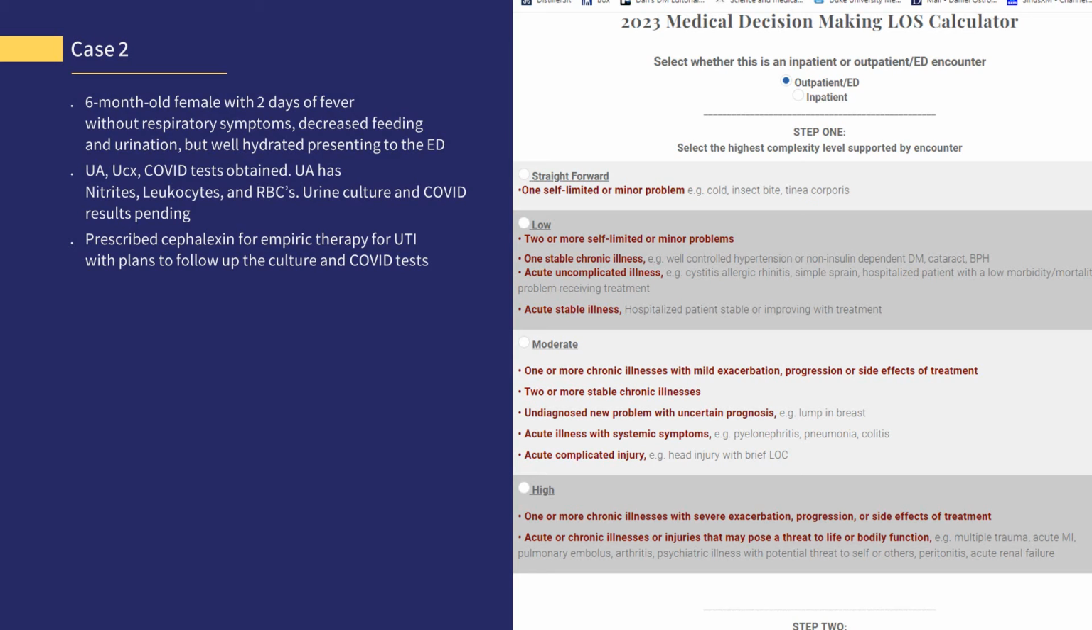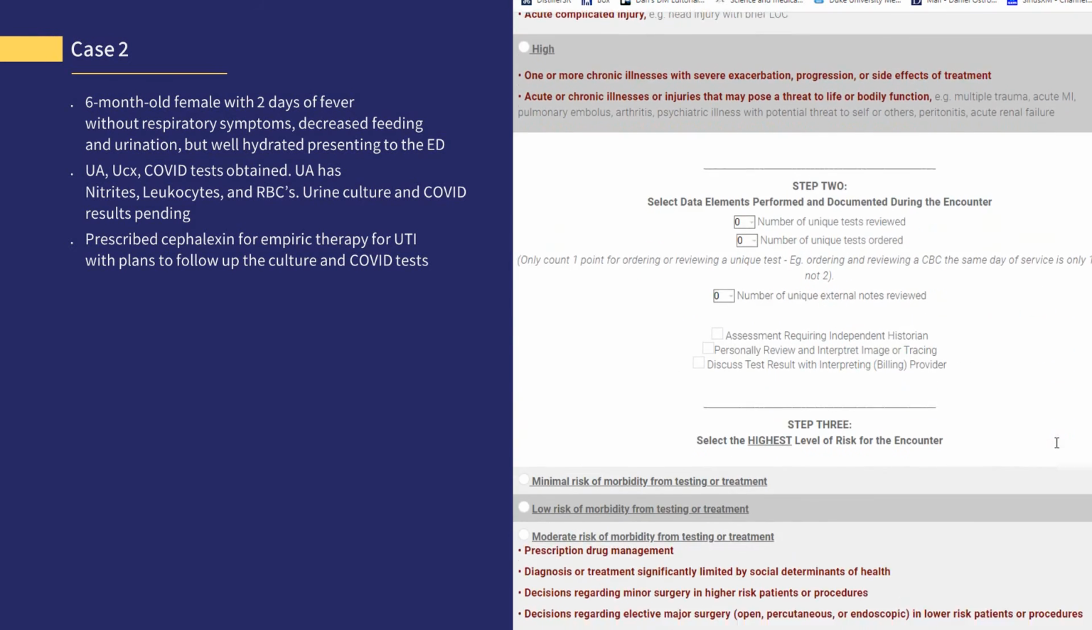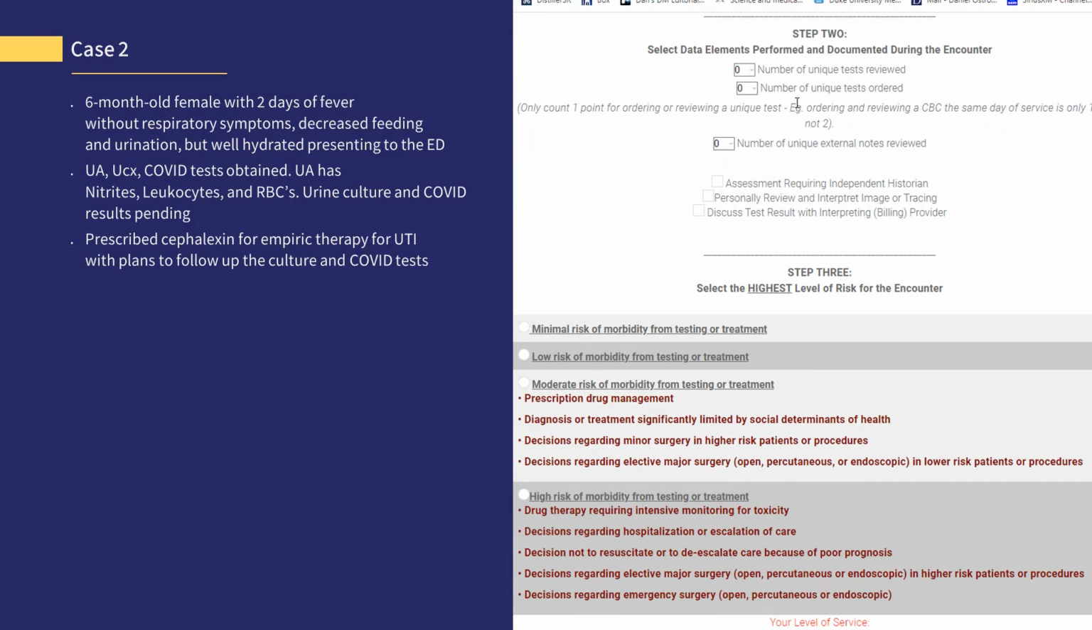In this example, I would consider the problem moderate complexity due to the constellation of systemic findings of fever and decreased feeding and urination. Of note, if the patient only had fever, this would more appropriately be low complexity. For data, there are 3 tests ordered, and the UA was reviewed at the time of the encounter.